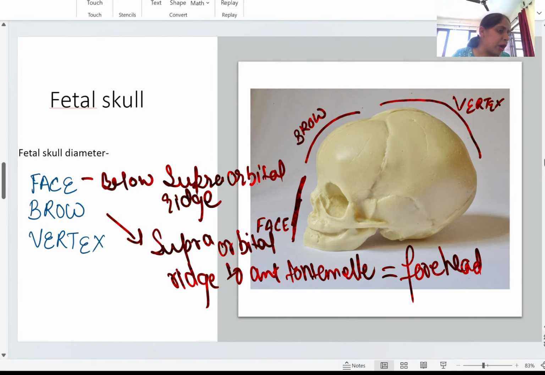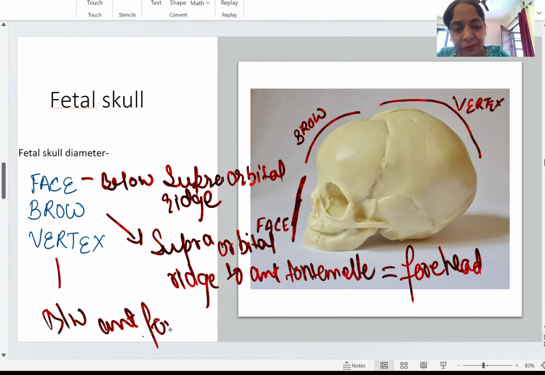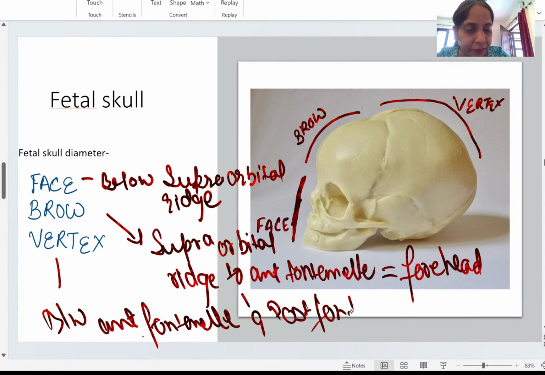And what is vertex? Between the anterior fontanelle and the posterior fontanelle. Okay, are the parts clear to everyone? Vertex is between the anterior fontanelle and posterior fontanelle.